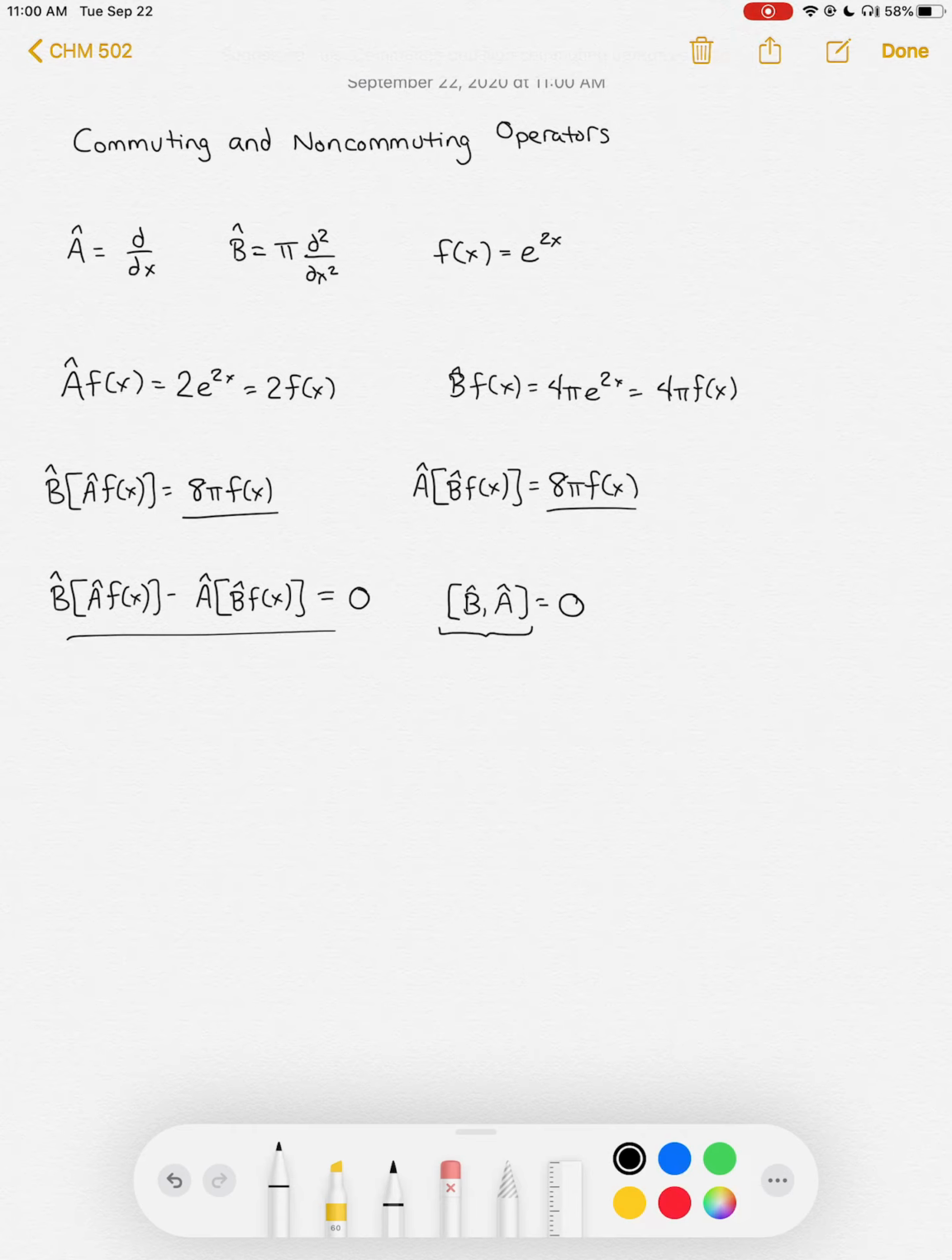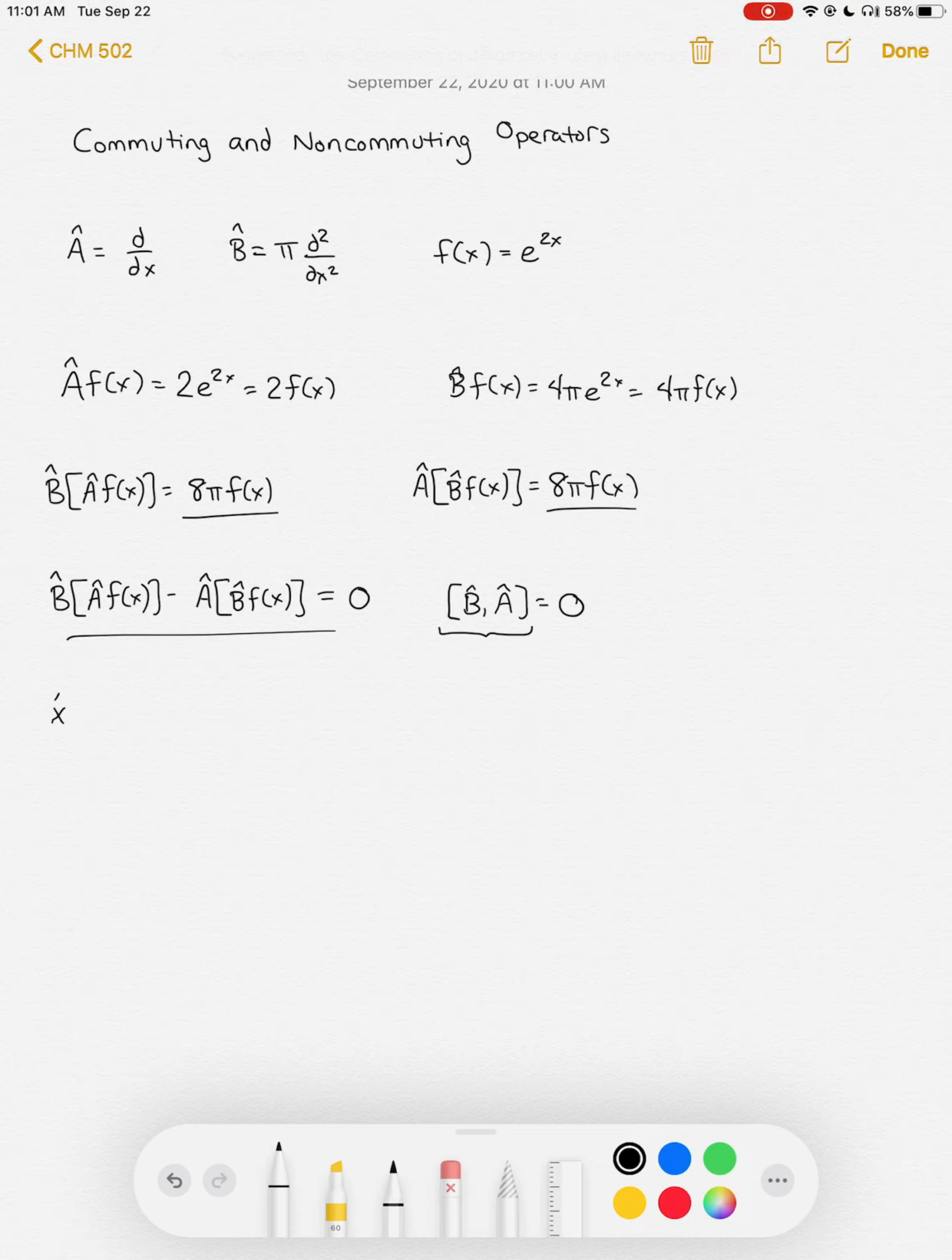So if the commutator is 0, our operators commute. We can know both of their observables simultaneously. If the commutator is not 0, the operators don't commute, and we cannot know both of their observables simultaneously. So let's use an actual example to show how we do this.